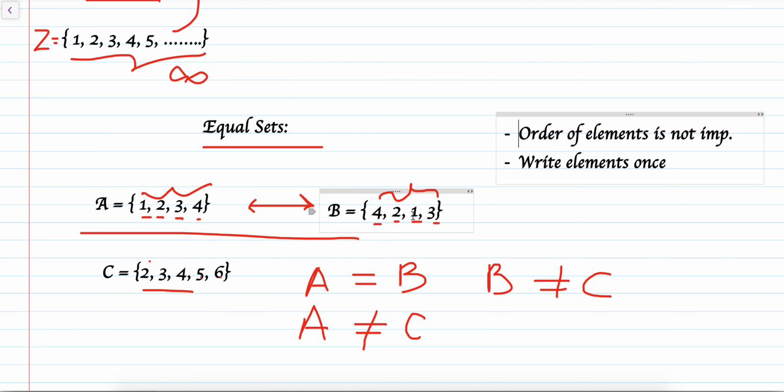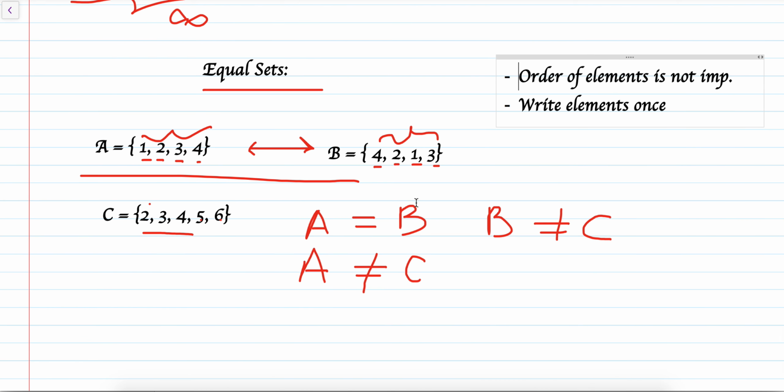So the order of elements is not relevant, and we usually write the elements only one time. So that's why A and B are the same or equal, because they consist of the same elements and the same number of elements.